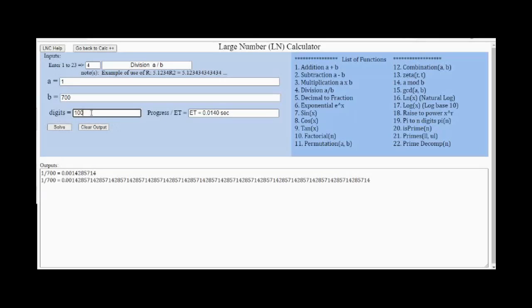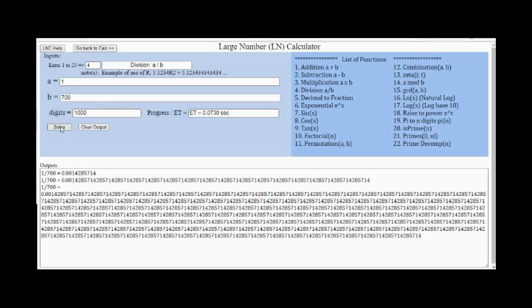Let's try 1,000 digits. So here we have 1 divided by 700 evaluated to 1,000 decimal places. Okay, now try entering in the digits box an R, capital R or small r. Okay, and solve and see what you get.